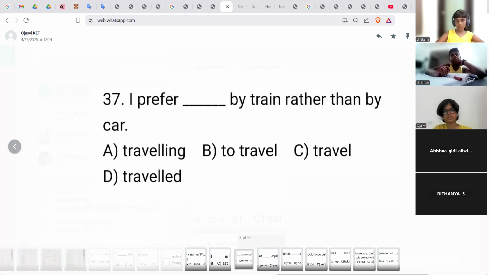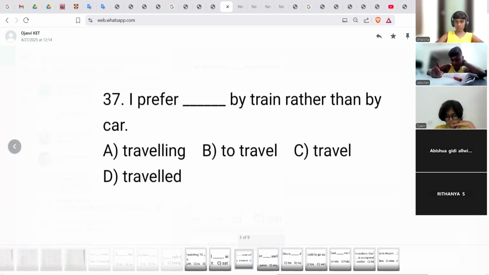I prefer dash by train. Dakshan, go ahead. I prefer traveling by train rather than car. Superb. I prefer traveling by train. You have to go with a gerund again.